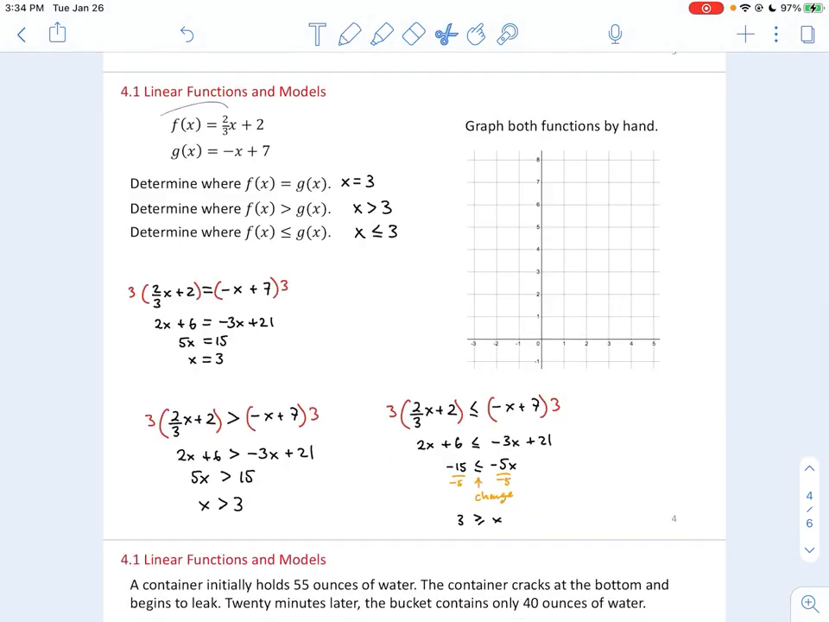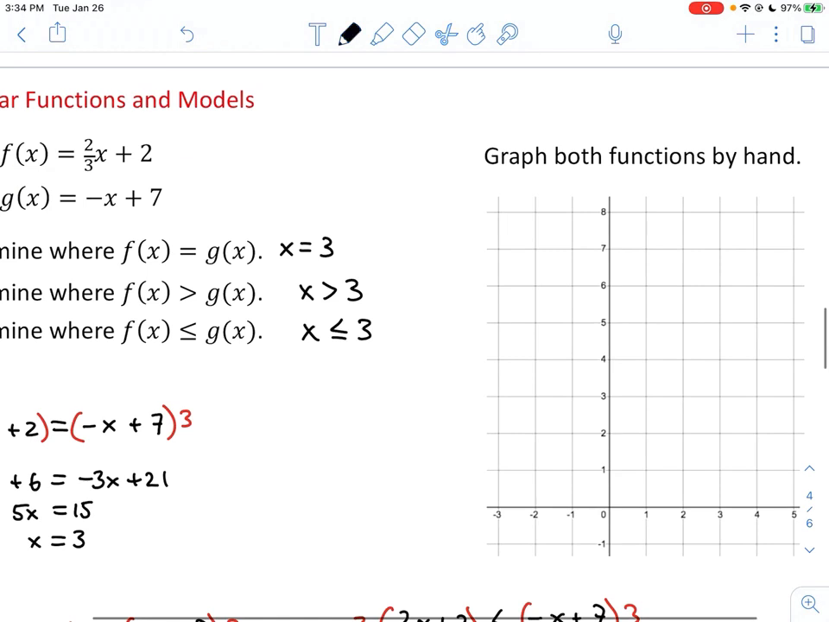Now let's go ahead and graph these things. These are easy to graph because they're in slope-intercept form already. So the function f has a y-intercept of 2 and a slope of 2/3. That's a rise over a run. So the run will be 3. So I'm going to go right 3 and the rise will be 2. So that takes me to a second point, and then I can just graph the line.